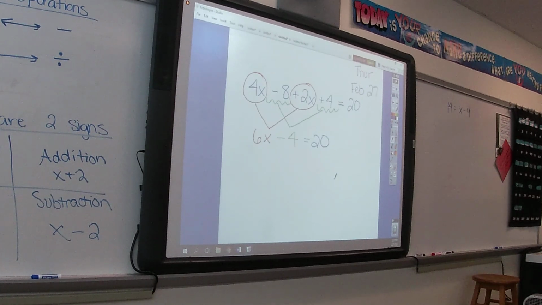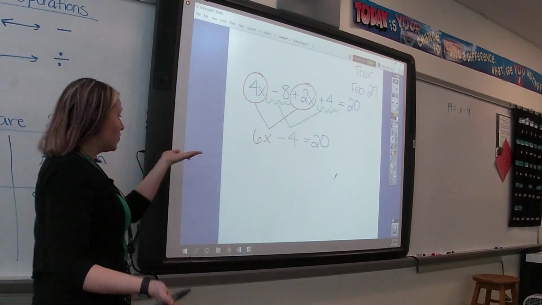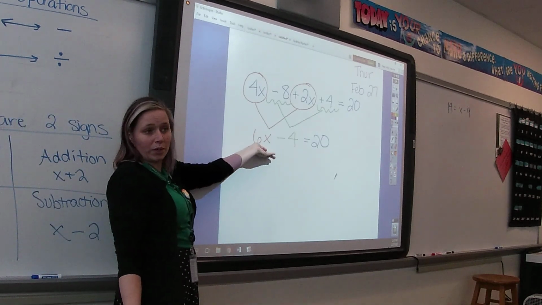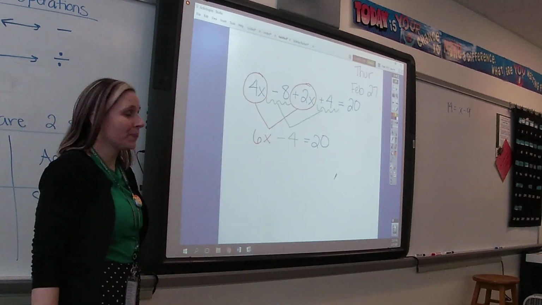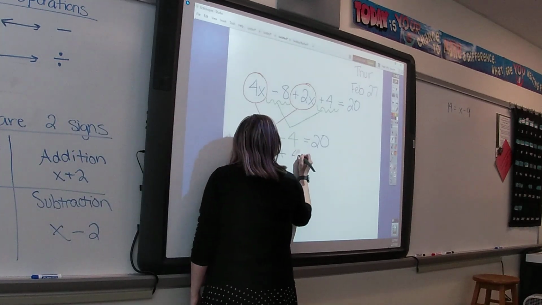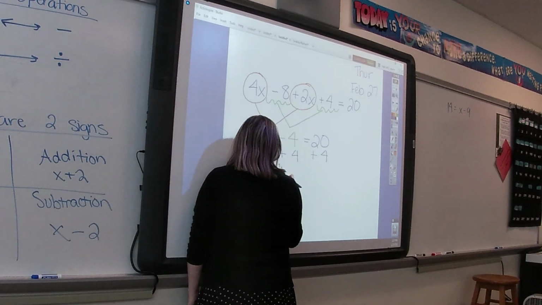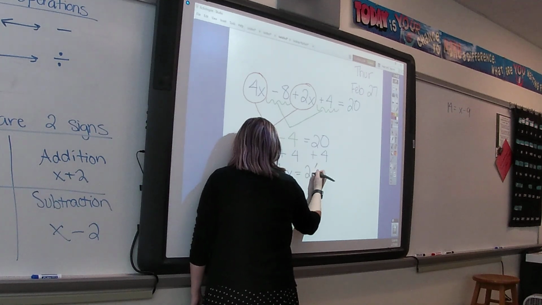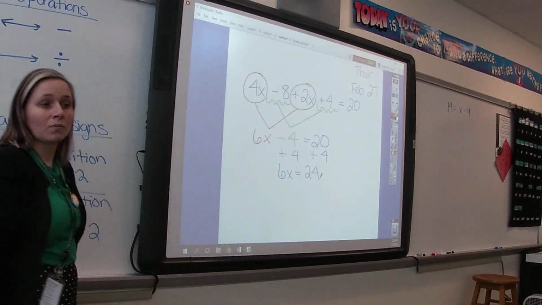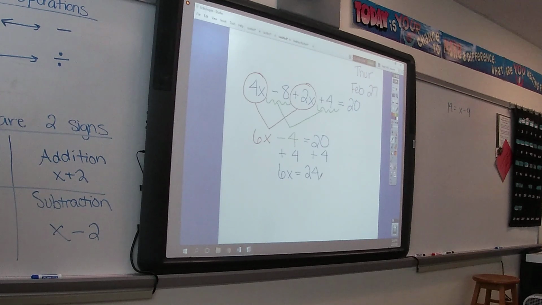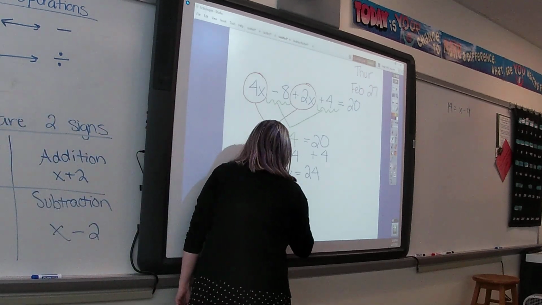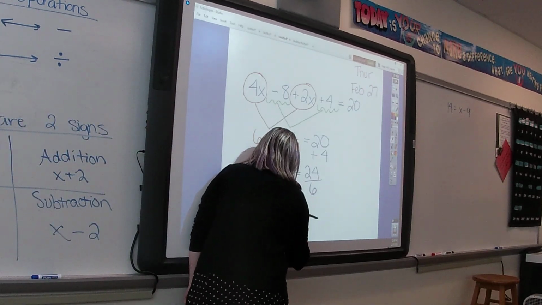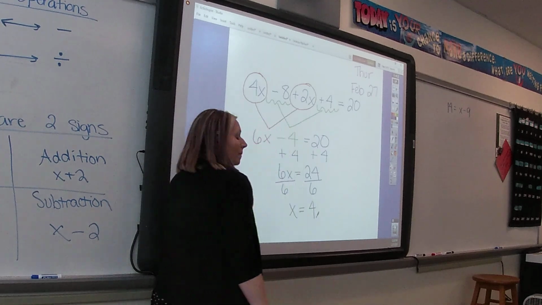Step 4 says if there is a large fraction. Do we have a large fraction? Not yet. Nope. So now we're just down to something we know how to solve. This is something that we were doing in the POD and on Tuesday, so what do we want to do next? Add 4 to both sides. Then divide by 6. Beautiful.